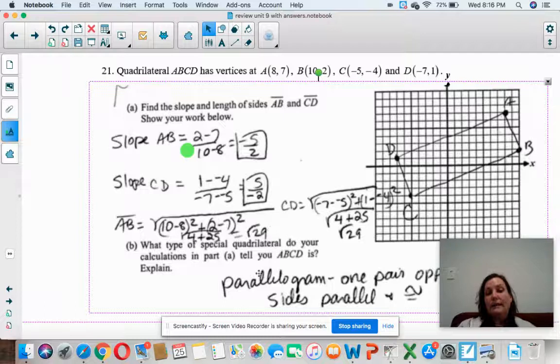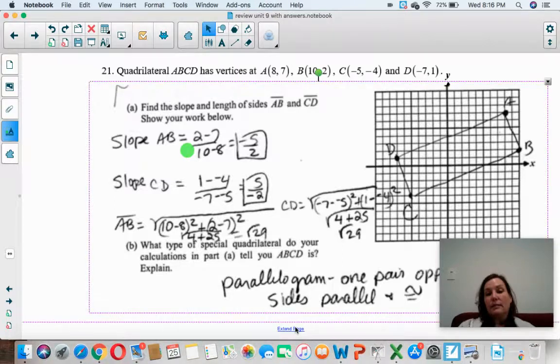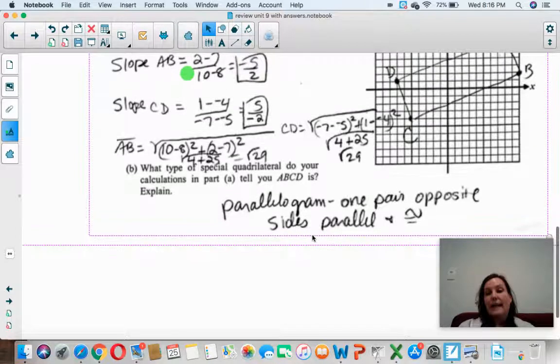So what does that tell me about ABCD? Basically it is a parallelogram because, let me just move this up a little bit. It's a parallelogram because one pair of opposite sides are both parallel and congruent. So AB and CD are parallel and AB and CD are congruent, and that makes it a parallelogram.